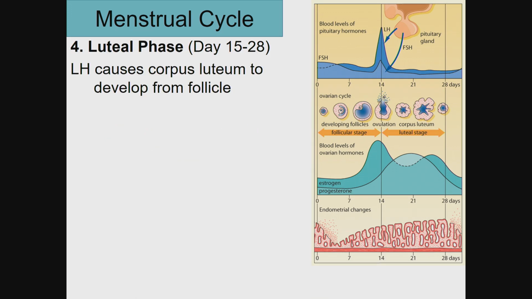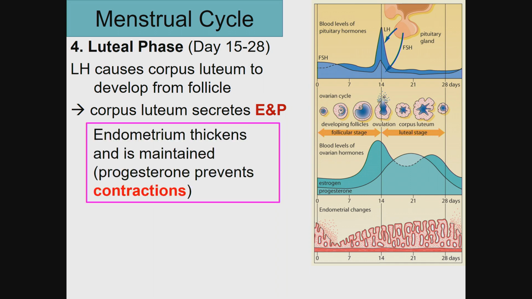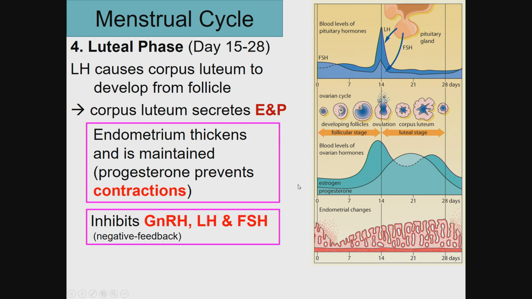Immediately following that is the luteal phase, named for the corpus luteum. LH causes the corpus luteum to develop from the follicle. The corpus luteum then secretes estrogen and progesterone. Both of them cause the endometrium to thicken, and it's maintained, which means progesterone prevents contractions. And notice how high estrogen and progesterone are and how big the endometrium is. When progesterone and estrogen are high, they inhibit GnRH, LH, and FSH. And that's the luteal phase.